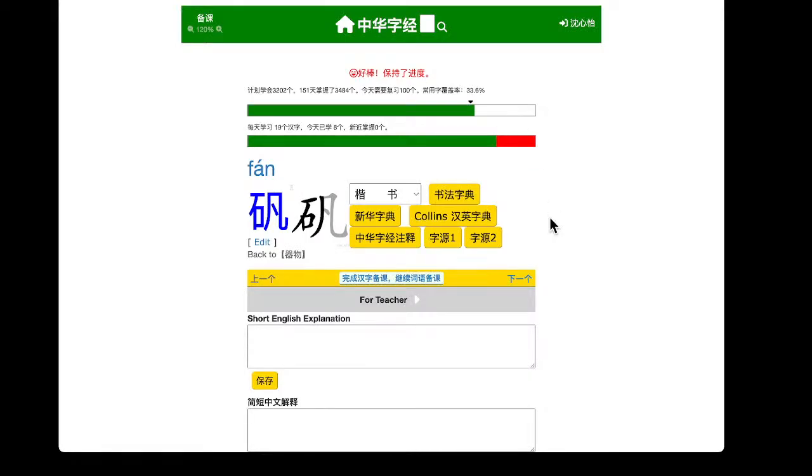Okay, now of course this character is difficult to write. There are too many strokes, so later on the common one, they use a different 矾, which means everywhere, everyone, okay, or everyone, that kind of meaning, okay. So this is fun.